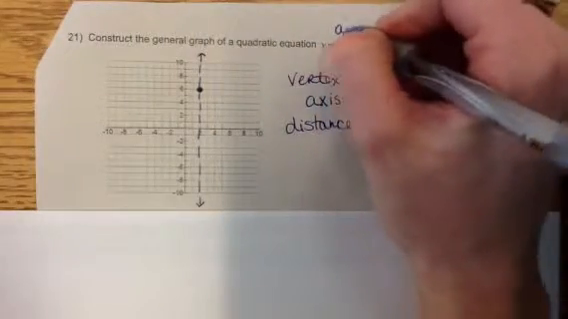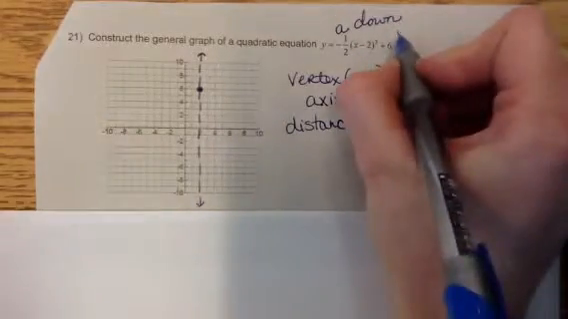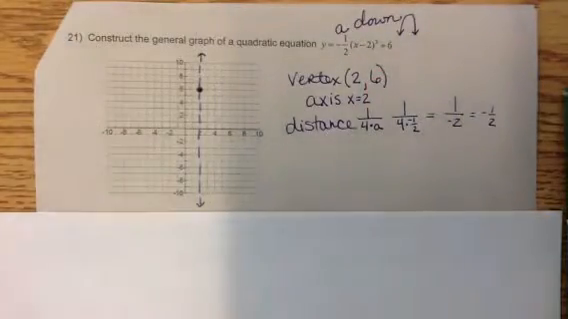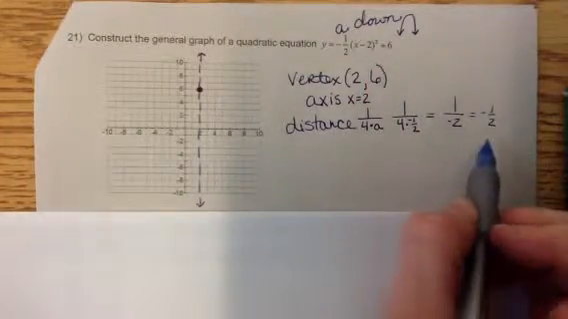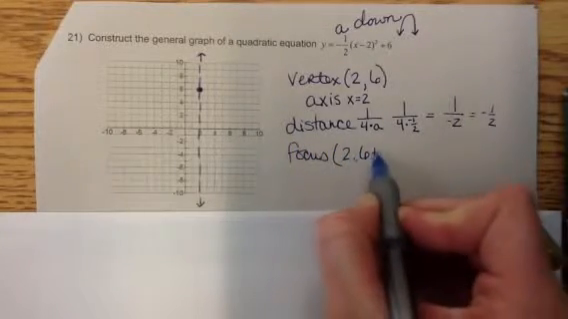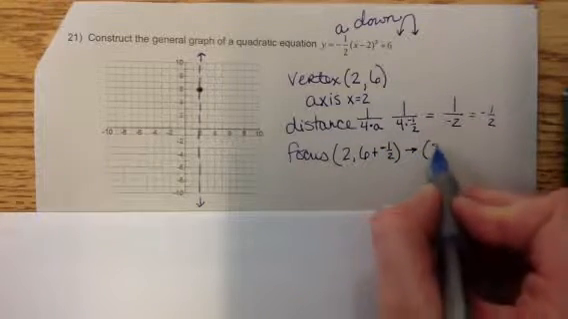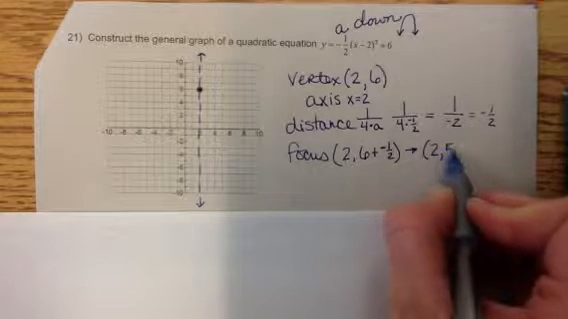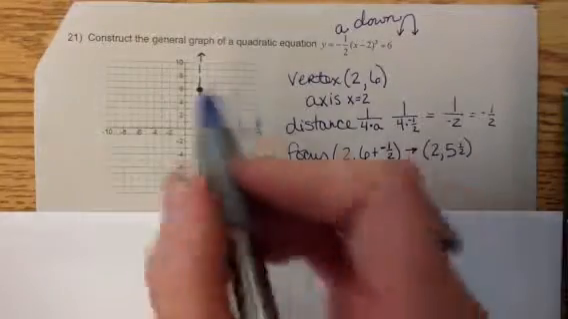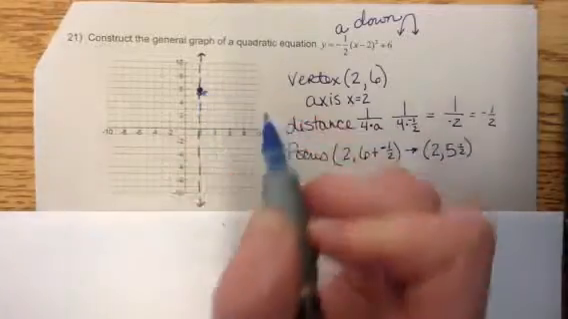Now, because a is negative, you need to assume it's going down. A is negative. That means that my quadratic graph is going downward. So my distance is negative 1/2. For my focus, I'm going to take my vertex and add the negative 1/2, which makes it 2, and then 5.5. So on my graph, 2, 5.5. It's kind of small. Do the best you can to graph it there.